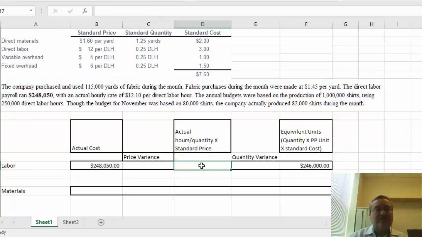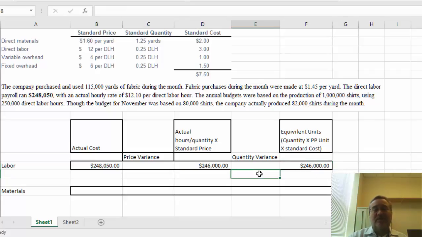What we want in our next piece is the actual hours times our standard price per hour. So our standard price per hour is $12. The actual number of hours, we're going to have to calculate. We calculate that by taking our $248,050 divided by the actual labor rate, which is $12.10. And what we have is the actual hours, it's not dollars, but actual hours, of 20,500. We then multiply this by our standard rate, and our standard price is $12 per hour. And what we have here is $246,000, which is the exact same thing as our equivalent units.